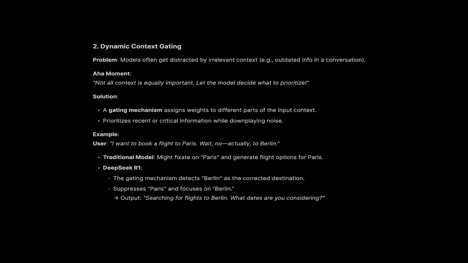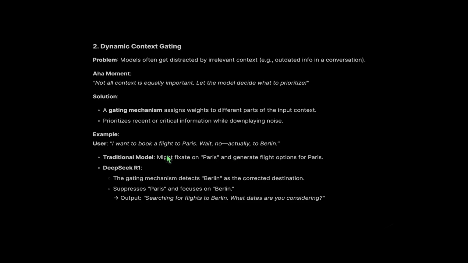The second major breakthrough was dynamic context gating. Traditional models sometimes get confused when users change their questions mid-conversation. For instance, if someone says, "I want to book a flight to Paris, wait, no, to Berlin," an older model might still try to process both destinations. DeepSeek, on the other hand, dynamically refocuses its attention based on the most recent context. It recognizes that the user has changed their mind and correctly responds about Berlin only.